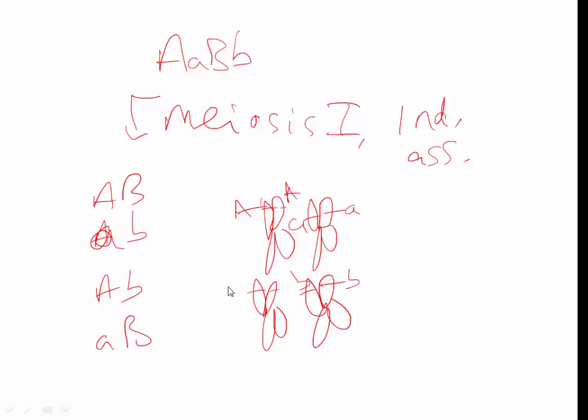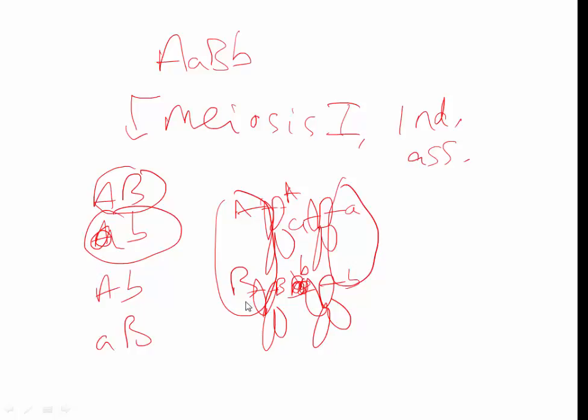What kind of gametes would it produce if it lined up like this? Big A, big B. Oops, look what I did there. What's going on? No, that goes over here. Got quick. I almost messed that up. But big A, big B. Little a, little b.